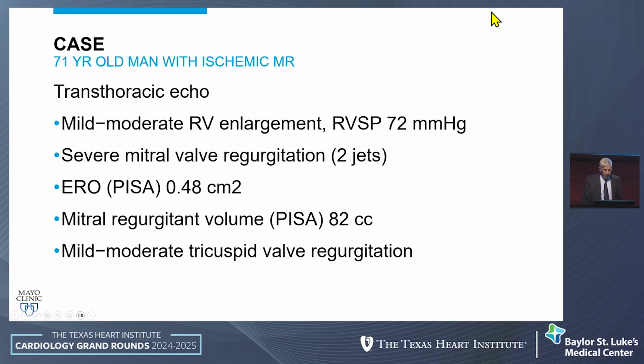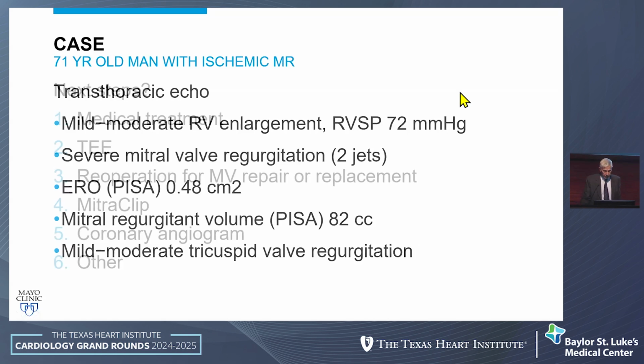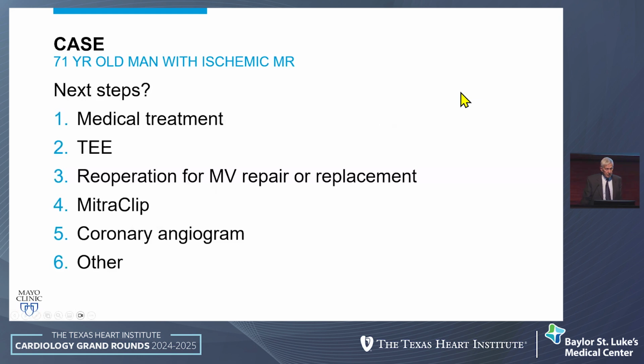This is the report: severe mitral regurgitation, 2 jets, ERO 0.48, with a regurgitant volume of 82 cc's. So what are the next steps? This guy's had bypass surgery, has reduced LV function, and severe mitral regurgitation.